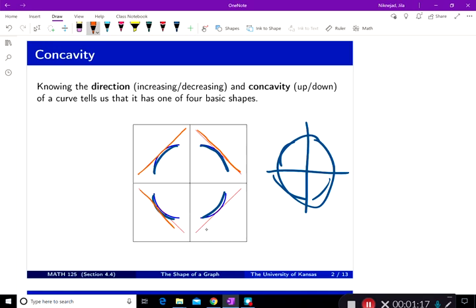These two pieces on the bottom are concave up. One of them is decreasing, the other one is increasing. And so these four options are the options that you have relative to the direction, increasing, decreasing, or concavity up and down.